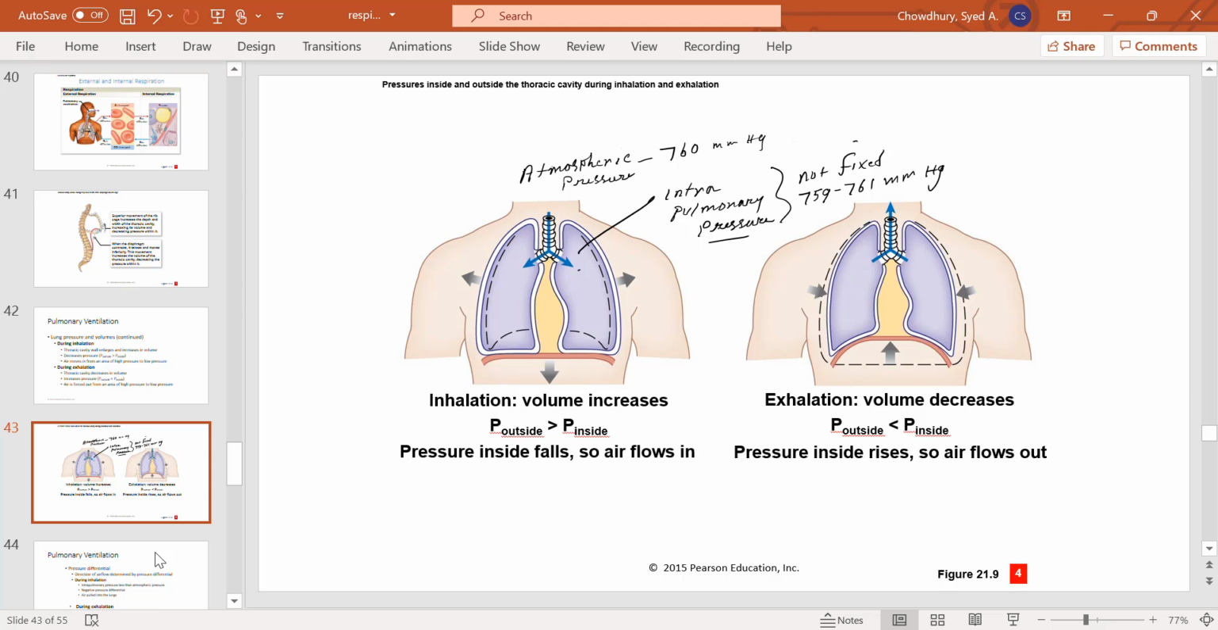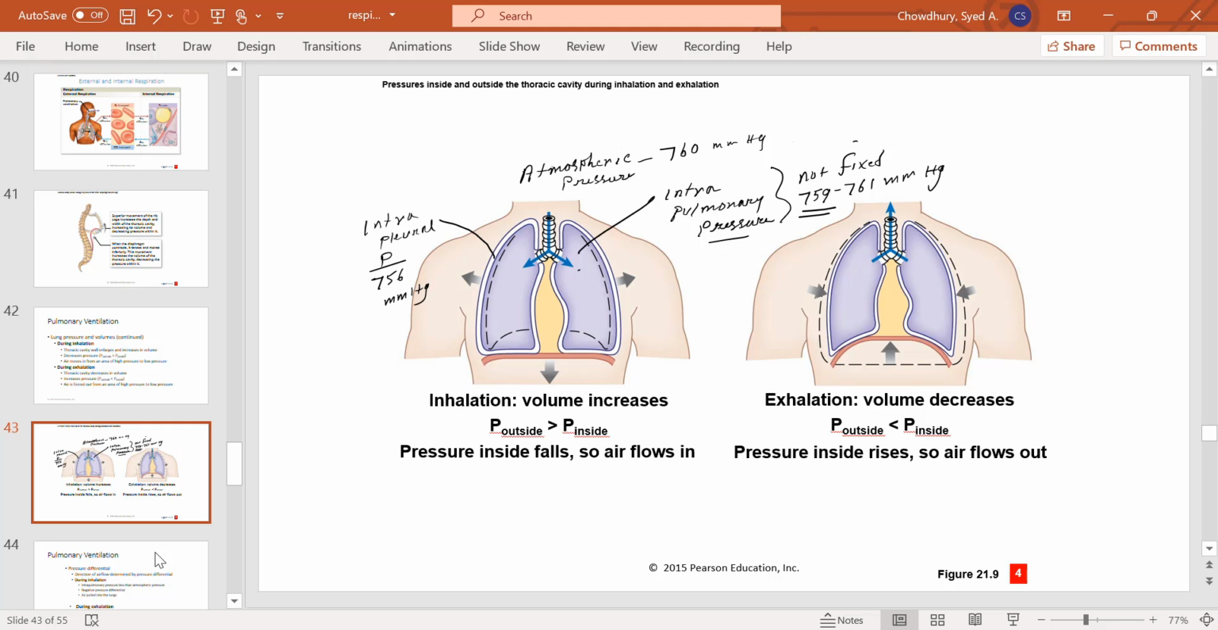And now there is another pressure. You remember between the parietal and visceral layers of the pleura you have the space, and in that space the pressure is called intrapleural. Makes sense? Pleural pressure, and this pressure is always less than intrapulmonary pressure or intraalveolar pressure, and that pressure is 756 millimeter of mercury.